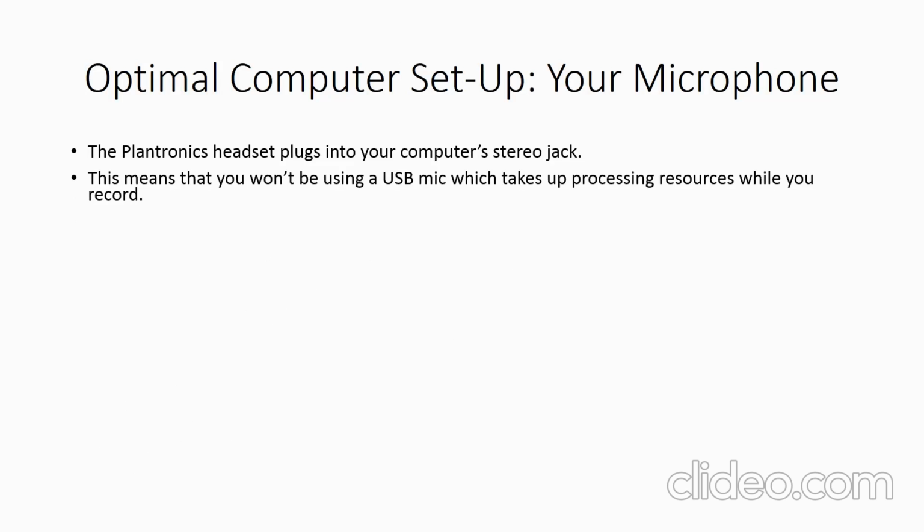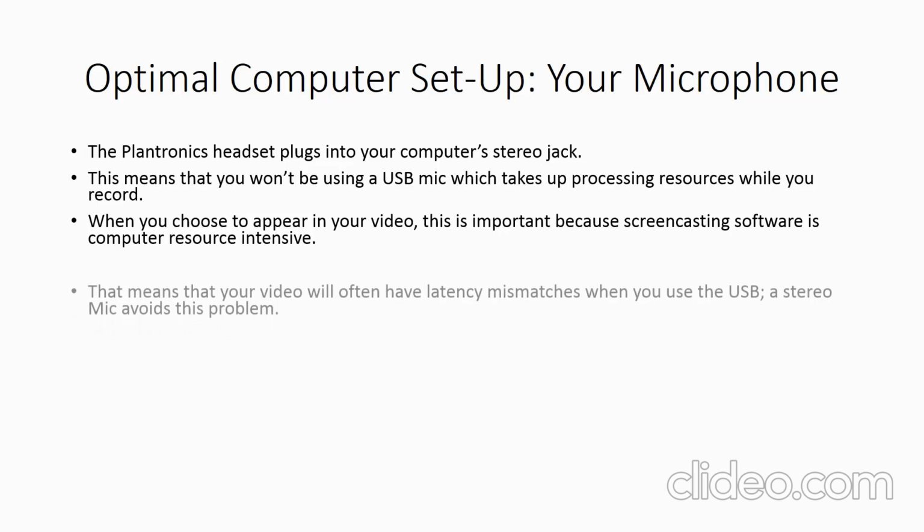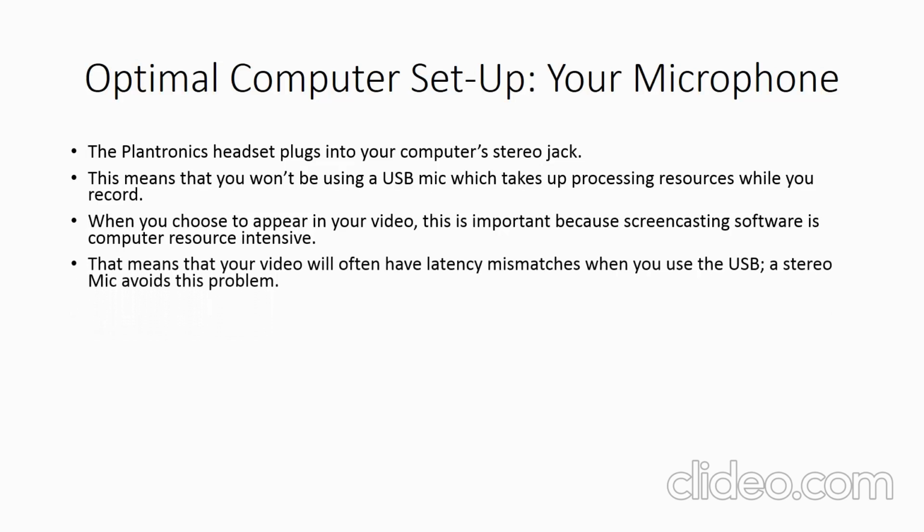And this is important because a USB mic will always take up processing resources while you record. And when you actually choose to appear in your video, whether or not you're the subject of that video or you're appearing off to the side, this one fact is going to be very important because screencasting software like Camtasia is going to be computer resource intensive. And that means then that your video is going to have latency mismatches where your video is doing one thing and your voice is doing another thing, and that happens often when you use USB microphones. Now, a stereo mic avoids this problem.